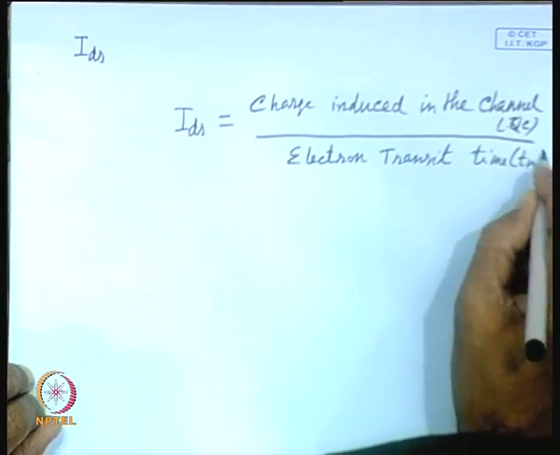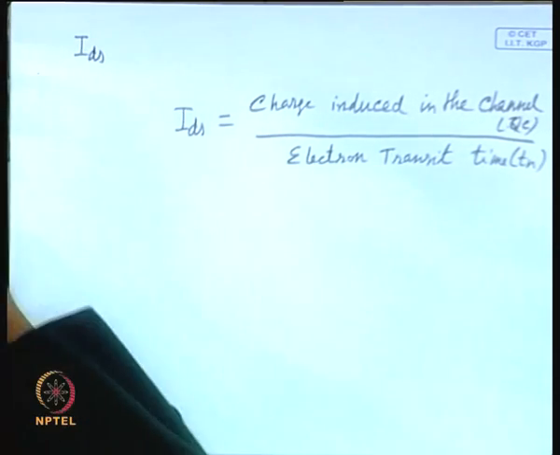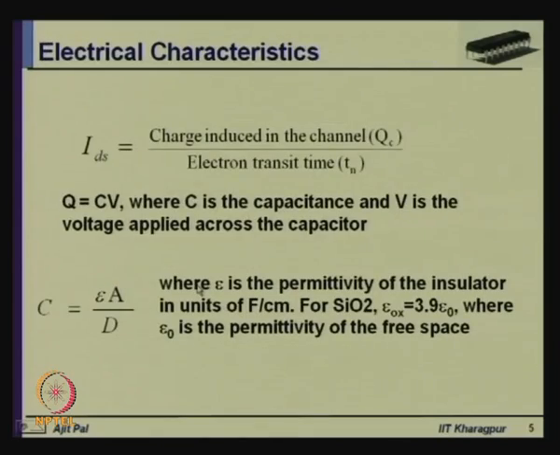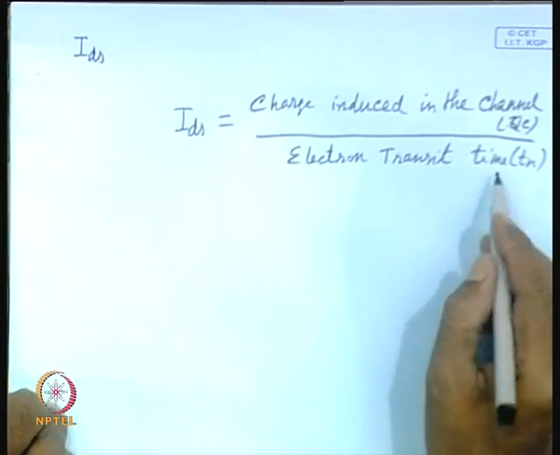The transit time is Tn. So, as you can see, not only is creation of charge or formation of the inversion layer important, it is necessary that the electrons move from source to drain. As you apply a voltage, electrons move from one end, the source end, to the drain end, and that will lead to a constant flow of current. As a consequence, this electron transit time is important.